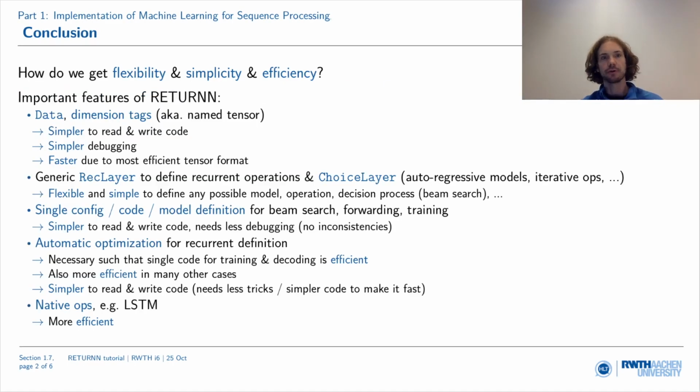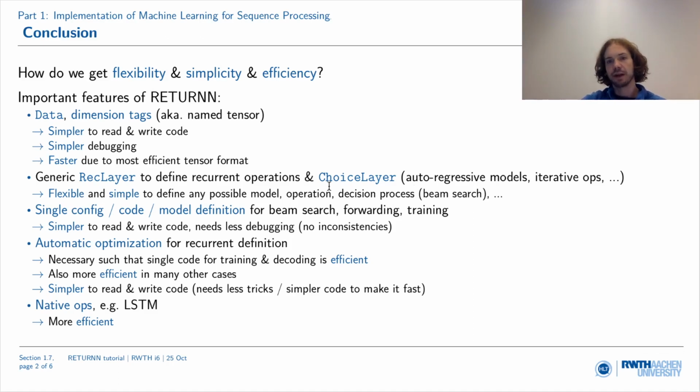So now to the conclusion. How do we get flexibility, simplicity, and efficiency? In RETURNN, there are important features for that. First of all, this data object together with dimension tags. This made it simpler to read and write code, and simpler also for debugging. Also faster, because now some of the layers really make use of the most efficient tensor format. Then this generic rec layer and choice layer to define any autoregressive model, or any model which can be defined in an iterative way. This is both very flexible, because basically anything can be described that way, and also simple.